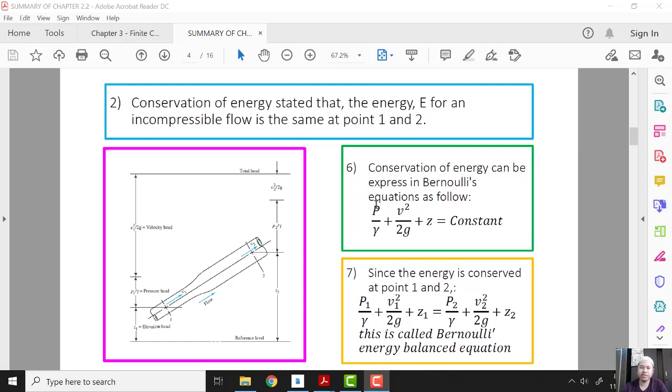This conservation of energy is also called the Bernoulli equation, which we can write as P over gamma plus V squared over 2g plus Z equals constant. Why do we call it constant? Because the total energy at point 1 is the same as the energy at point 2. Since it's the same, it's a constant. So we can also write the equation as P1 over gamma plus V1 squared over 2g plus Z1 equals P2 over gamma plus V2 squared over 2g plus Z2. This is the energy balance equation. Please remember this equation.